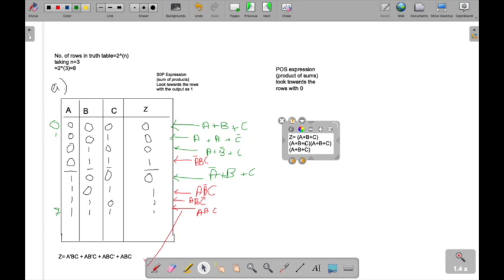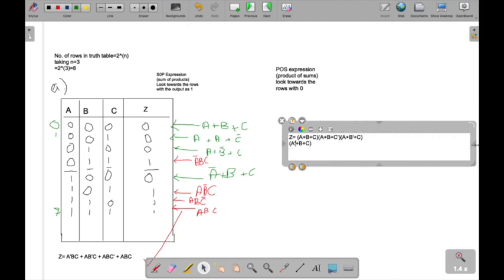Right. So in here you can see that C has 1, so therefore this will be C inverse. Here B has 1, which means B will be inverse. But in this row you have 0 here, which means that A will be inverse like this.